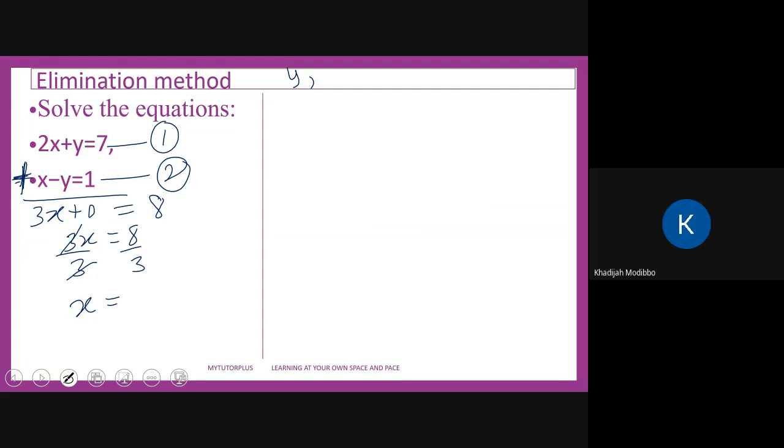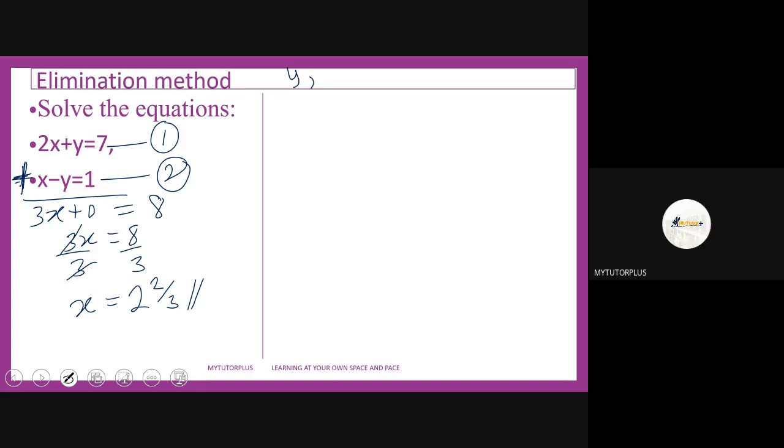We don't use decimal under this topic. 8/3. So now this one can be converted to a mixed fraction. How many 3 can I get instead? That will give us 2 whole number, 2/3, right? That will be the value of x. Is that clear enough? Yes, sir. So that is the value of x.